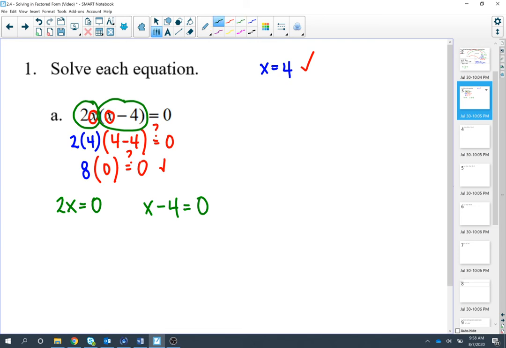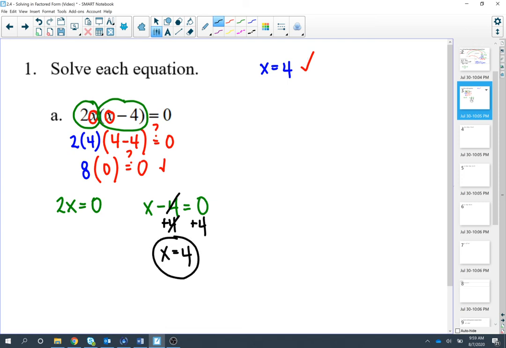If I solve these 2 separate equations, I'm going to start with the one on the right that says x minus 4 equals 0. The opposite of subtraction is addition, so I'm going to add 4 to both sides to solve this equation. That cancels, and x equals 4. Oh, look at that. That's the solution that some of you probably guessed to start with, and we already checked it because we substituted it back in.